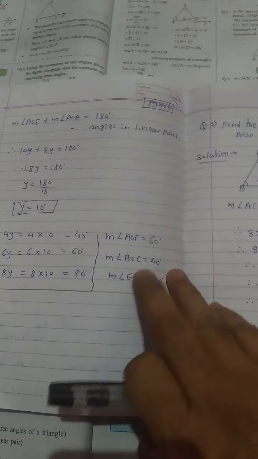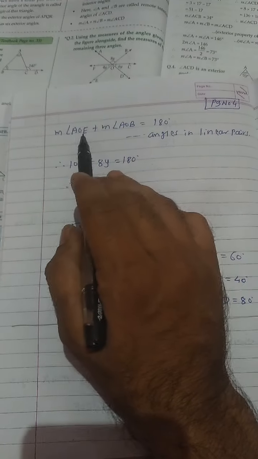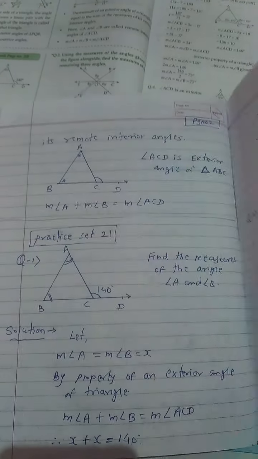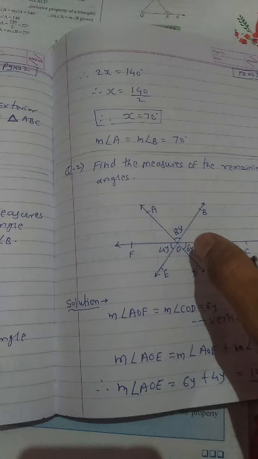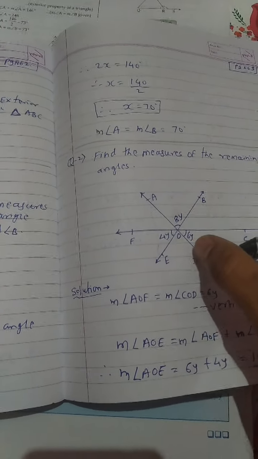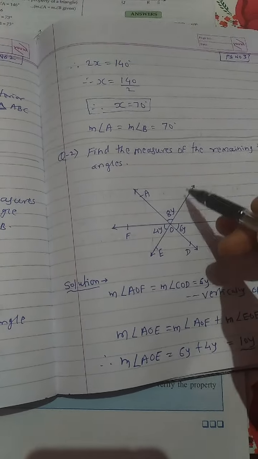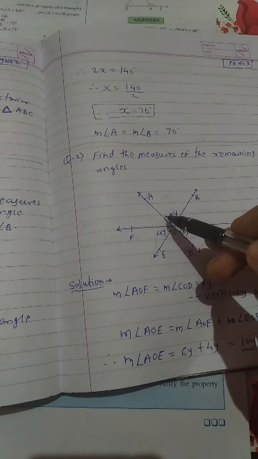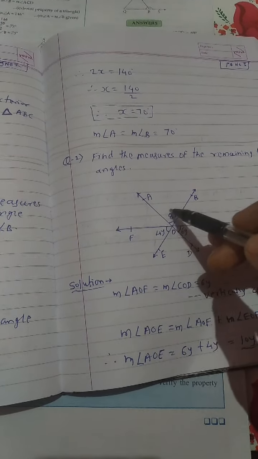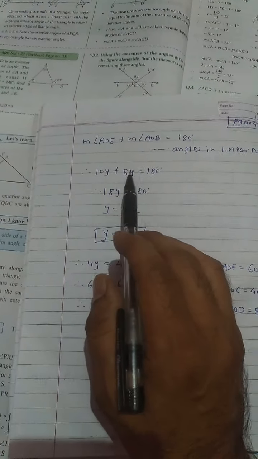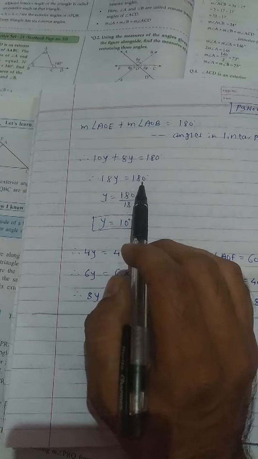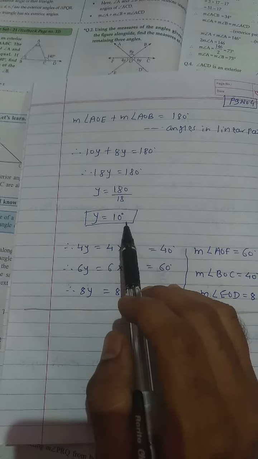Okay. And afterwards, see here, you know it, major angle AOE and AOB will be 180 because they are angles in a linear pair. See, AOE and AOB, these two are linear pair angles, and the linear pair angles sum will become how much? 180. Then here see 10y plus 8y equal to 180, and that addition will get 18y equal to 180. Then the y value we will find out, we'll get 10 degrees.